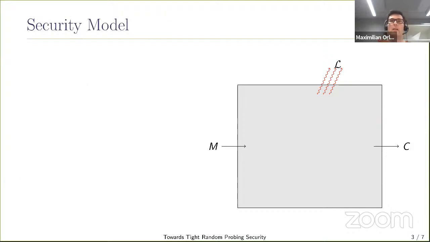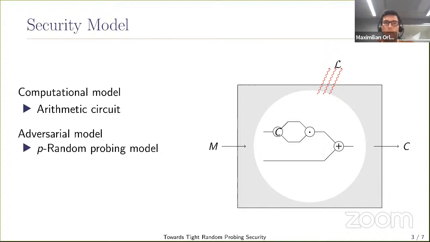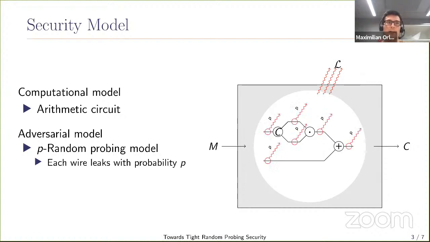Before we can define our leakage model, we first have to think about the computational model. Here we use the arithmetic circuit, where the operations are described as gates and all values, even the intermediate values, are carried by wires. With the arithmetic circuit, we can define our leakage model. We have chosen the p-random probing model, originally introduced by Ishai, Sahai, and Wagner at Crypto 2003. They assume that each wire leaks with probability p. And the advantage of this model is that it's close to the real world, since it describes the continuous nature of leakage. If a value is used multiple times, it is also carried by multiple wires, and therefore the leakage increases.